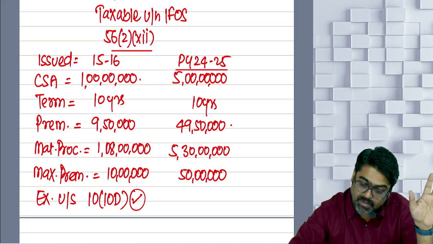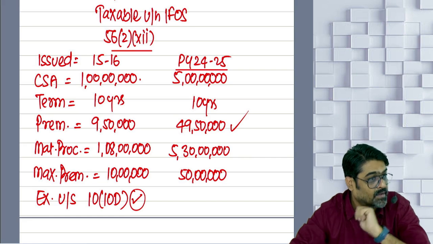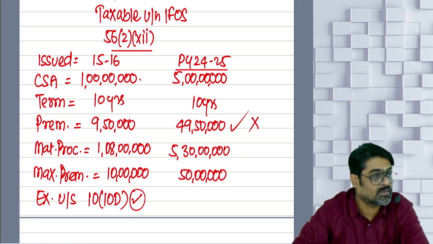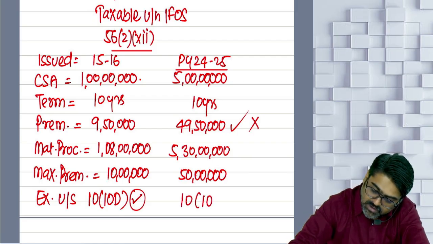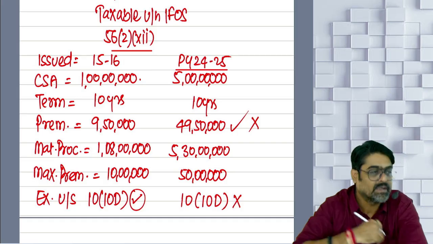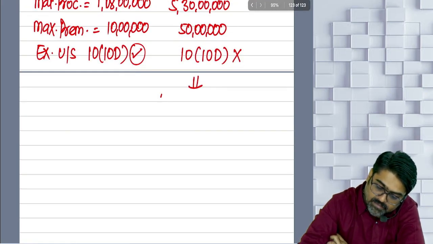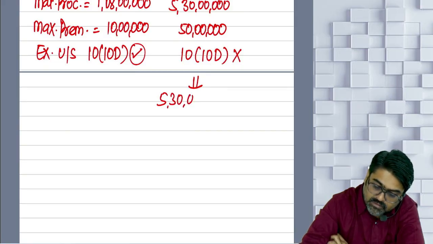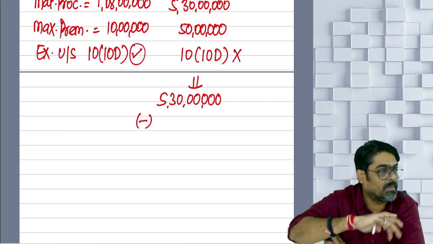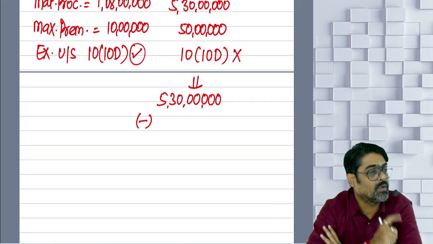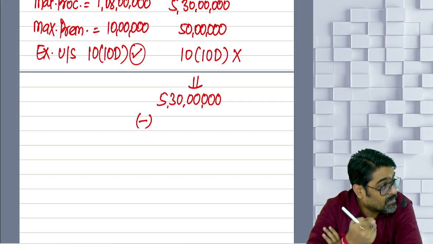So the premium paid by you is within the 10% limit. But is it more than 5 lakhs? Yes. So it is more than the 5 lakhs limit. Hence maturity proceeds will not be exempt under section 10(10D). So now what are you going to do? You will take the entire maturity proceeds of 5 crores 30 lakhs. Yes or no? Out of that you will reduce the premiums coming back to you, but you will reduce only that premium which was not allowed under the Income Tax Act.